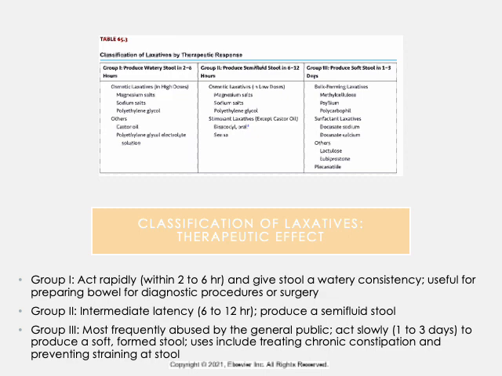There will be the first group, which will allow the production of watery stool within 2 to 6 hours, versus a semi-fluid stool within 6 to 12 hours, or a soft stool with 1 to 3 days. And so depending on how severe the constipation is, or how quickly you need to have a result, you will pick a laxative based on these three groupings.